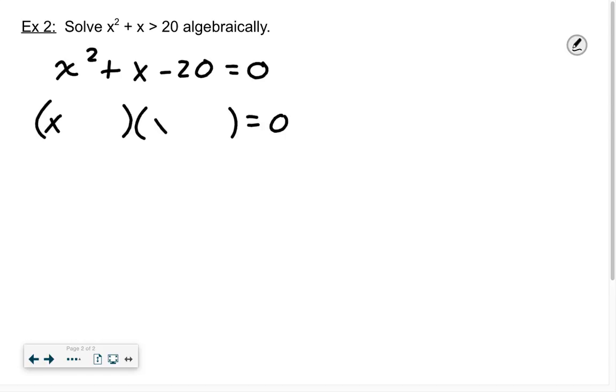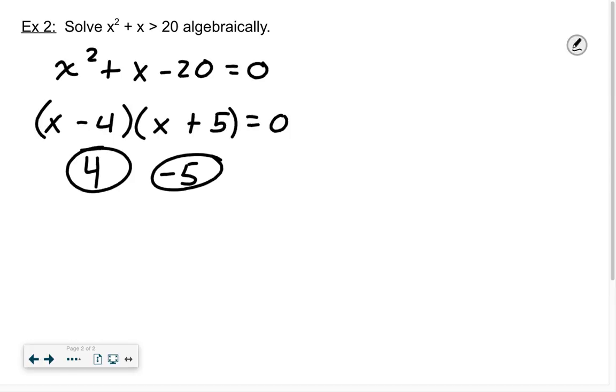X and X. Factors of 20. 5 and 4. Where the 5 is positive and the 4 is negative. And then again, if it was an equal sign, we would do 4 and -5 and the game would be over. We'd be all done. The thing is, it's an inequality symbol again, correct? So it's going to change a little bit.